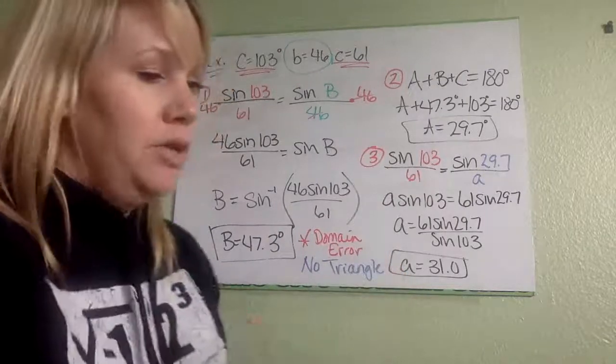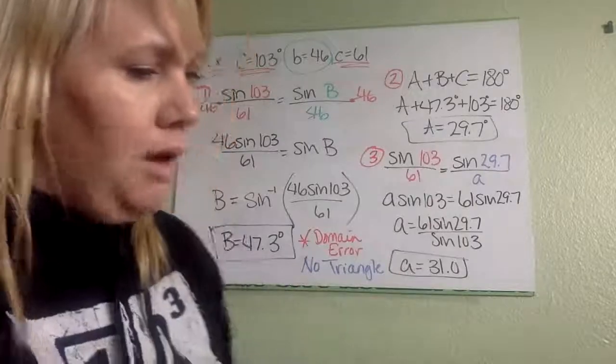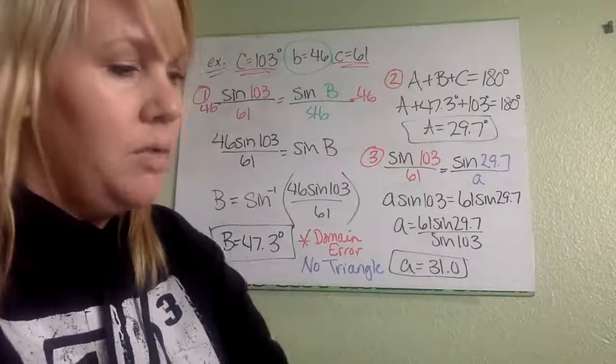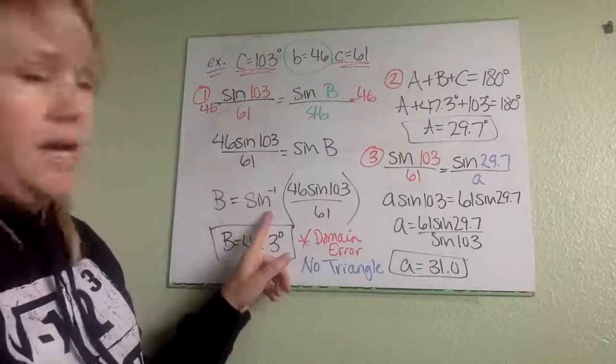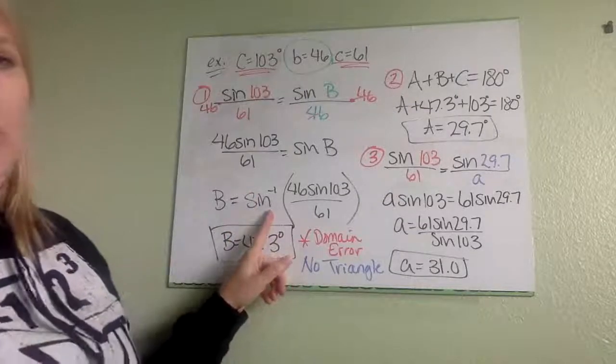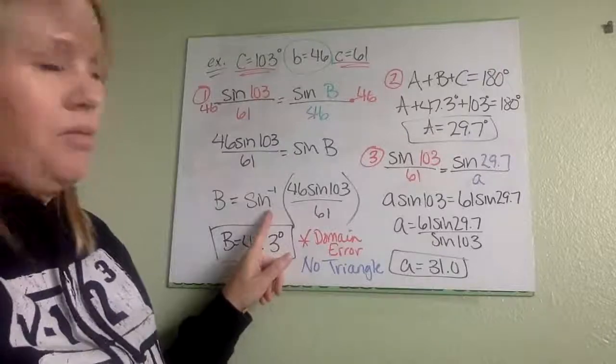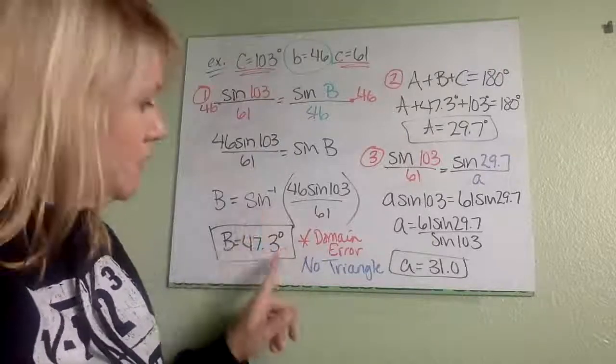It is possible in your assignment today to get that as an answer. So keep that in mind. So anytime you get that domain error on your calculator, when you try to use the inverse sine, it should only happen at this step right here, where you try to use the inverse sine to find that first angle.